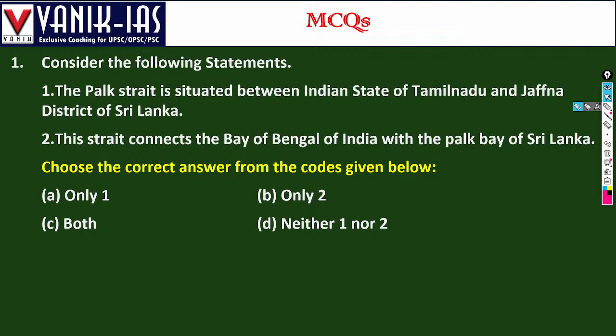Consider the following statements about Palk Strait. The Palk Strait is situated between the Indian state of Tamil Nadu and the Jaffna district of Sri Lanka. It connects the Bay of Bengal with the Palk Bay of Sri Lanka. Both the statements are correct with respect to Palk Strait.